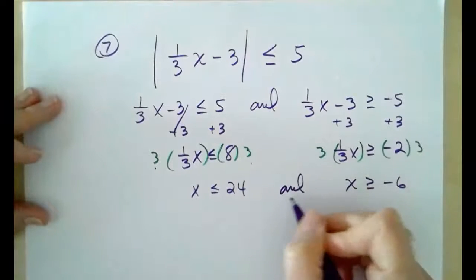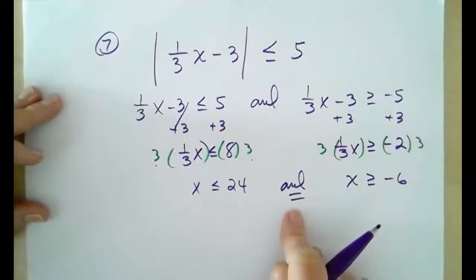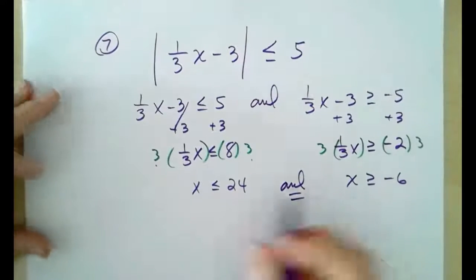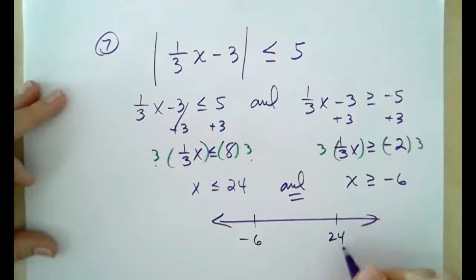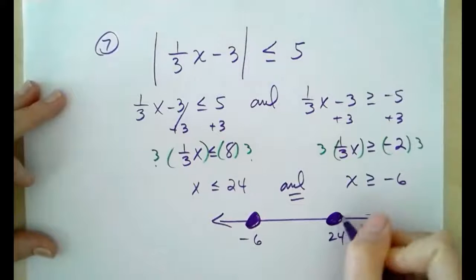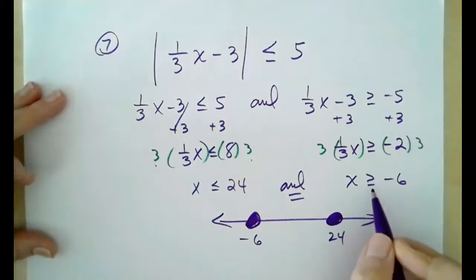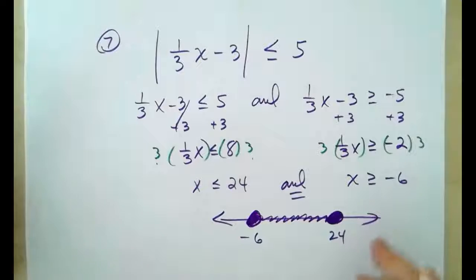So our answers are greater than or equal to -6 and less than or equal to 24. So on the number line, there's -6, there's 24. Both are closed because of the or equal to. Our answers are smaller than or equal to 24 and greater than or equal to -6.